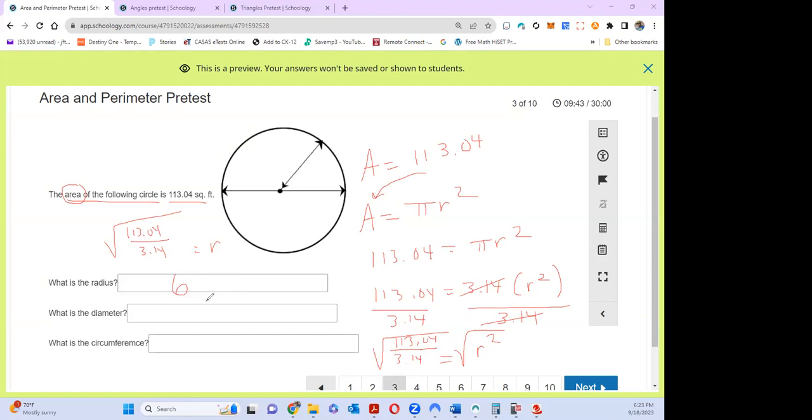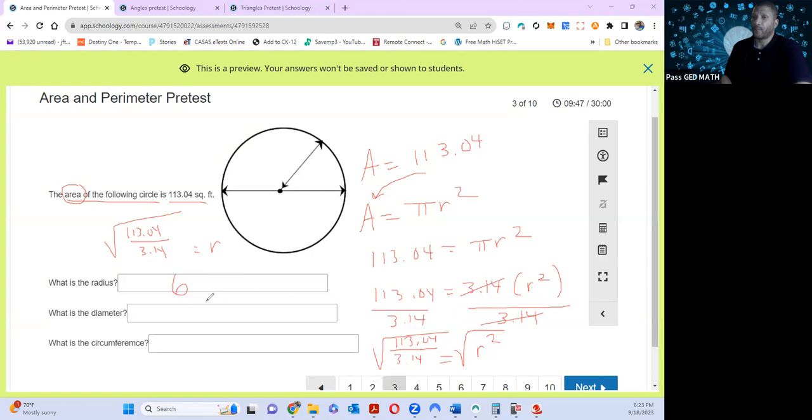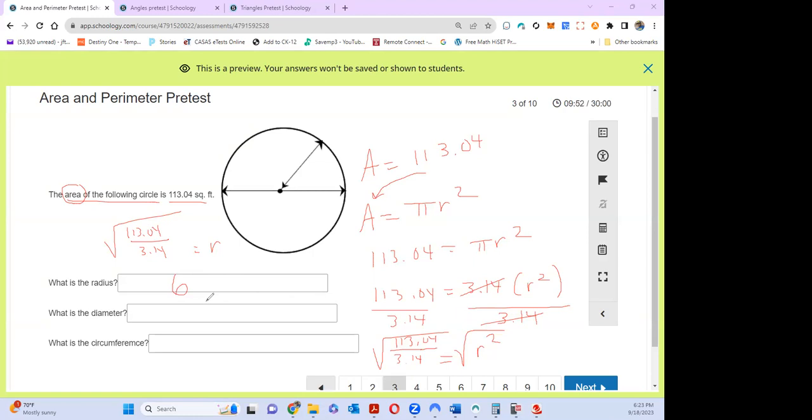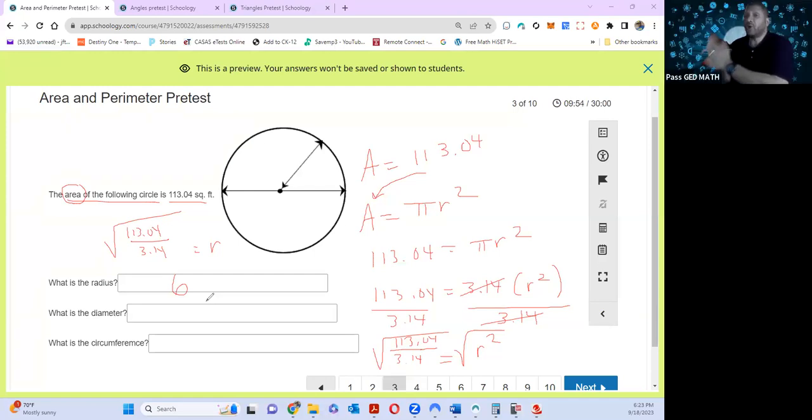Not sure. Say it again. I said I'm not sure. Okay, so that's the first thing. You can't do anything with circles unless you know how to find the radius and the diameter.